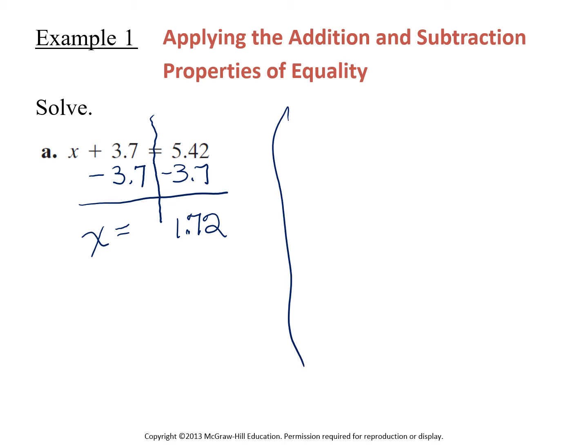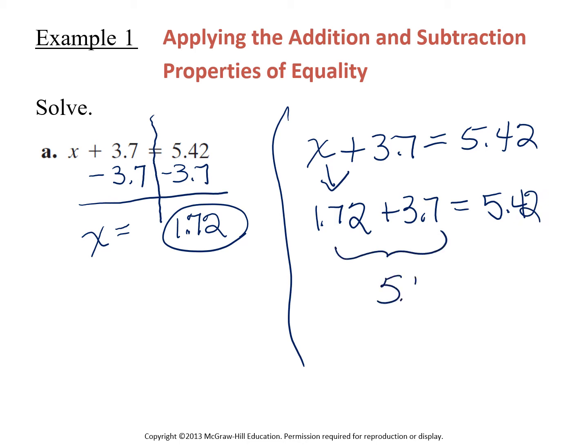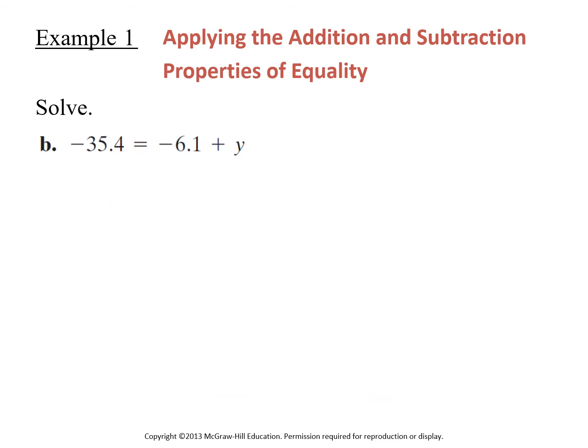So I start with my original equation, x plus 3.7 equals 5.42. And I'm going to replace my solution, 1.72 plus 3.7, to make sure it equals 5.42. So this does in fact equal 5.42. So I get this balance statement, and I know I did it correctly.